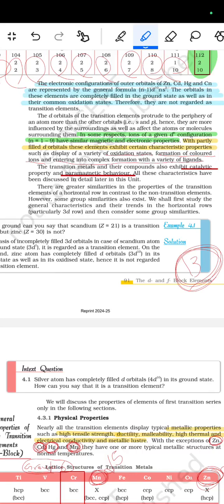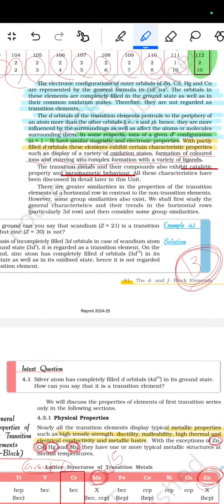Therefore, they are not regarded as the transition elements. The d orbitals of the transition elements protrude to the periphery of an atom more than the other orbitals, that means s and p. Hence, they are more influenced by the surrounding atoms or molecules surrounding them.